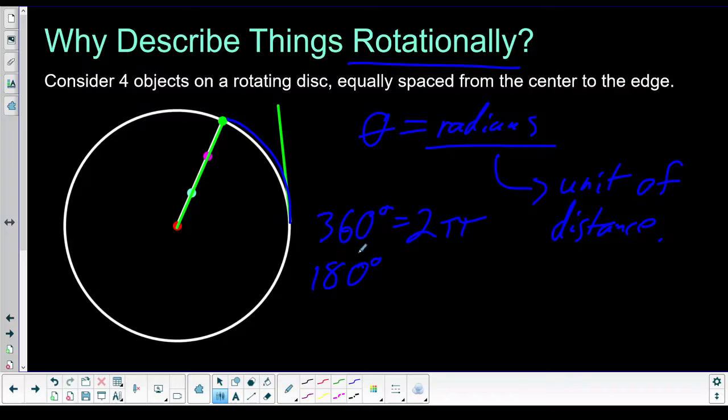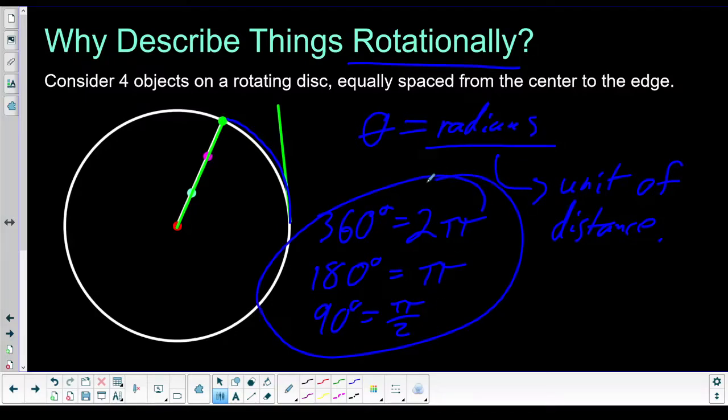180 degrees, I cut this in half, so I'll cut that in half, is just regular pi. And then 90 degrees is pi over 2. Okay, that'll get you through pretty much most of this class. And we're going to get numbers, and we're just going to slap radians on it and be like, good enough. So don't trip too much about it.